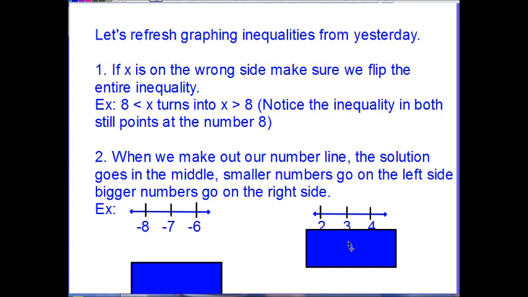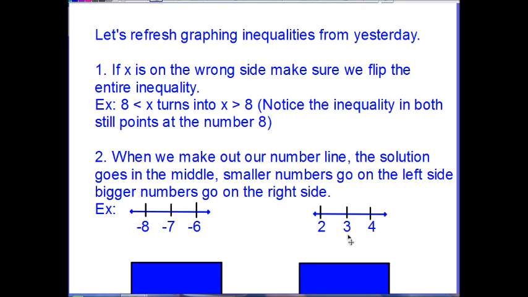Here's an example of our positives. If 3 was our solution, it would go in the middle. 2 is smaller, so it's going to go on the left side. 4 is bigger, so it's going to go on our right side.